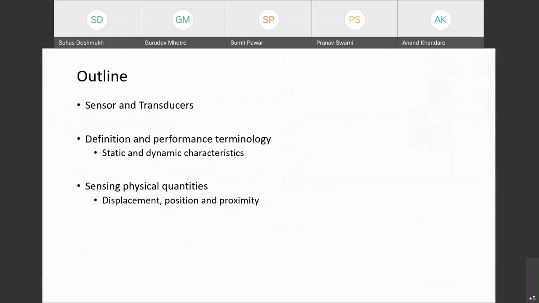So basically, we are going to discuss what a sensor means and what its typical structure is. What are the building blocks of sensors and transducers? We are going to discuss the static and dynamic characteristics of these, and we may also cover parts like what a displacement sensor is, its basic principle, position, proximity, all these topics.